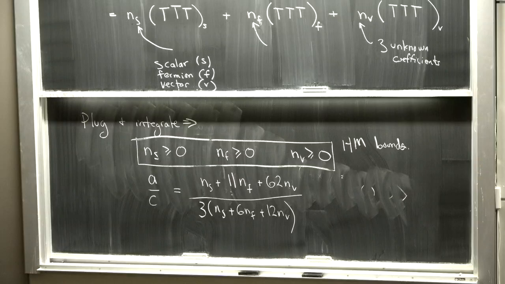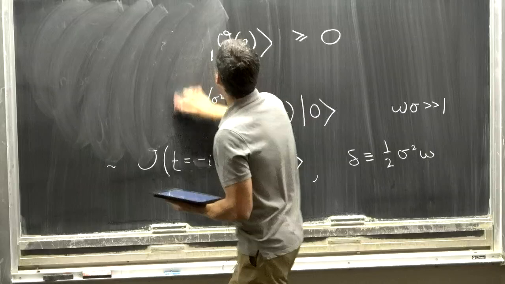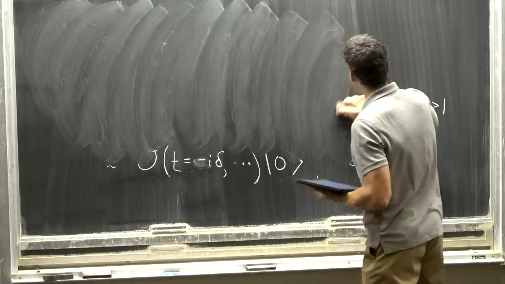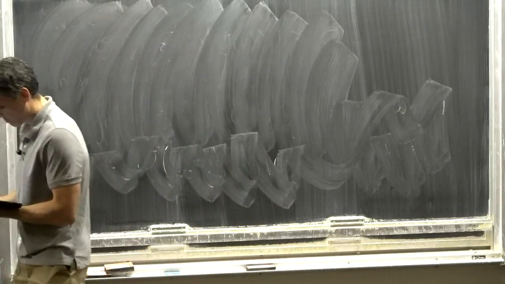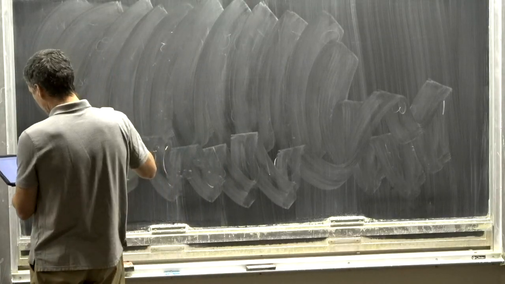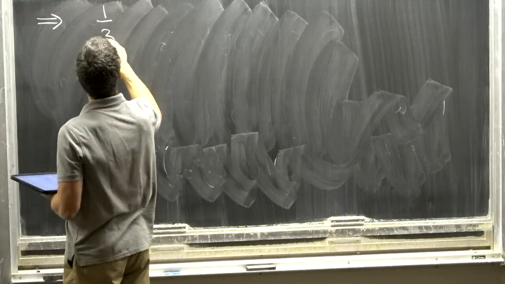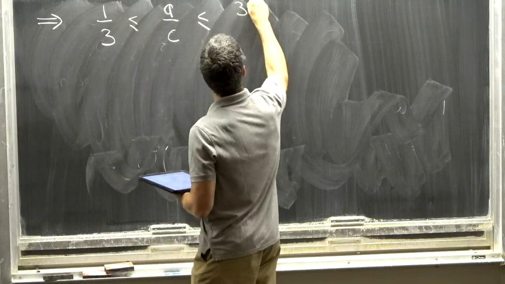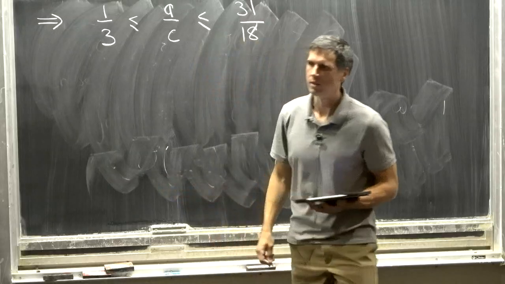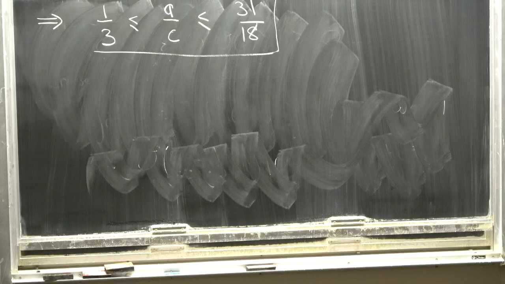Often the Hartman-Malesheim bounds are stated in terms of the anomaly coefficients. So if you use those 3 bounds on NS, NF, and NV, and you ask, okay, what is the ratio A over C allowed to be, then you can convince yourself that it tells you that you have a range from 1/3, so A over C is greater than 1/3, and less than 31 over 18. So sometimes this is the relevant thing that people call the Hartman-Malesheim bound, re-expressed now in terms of the anomaly coefficients.